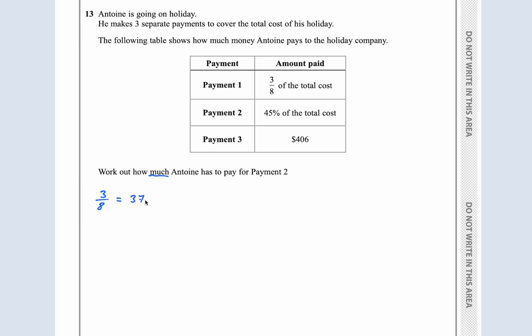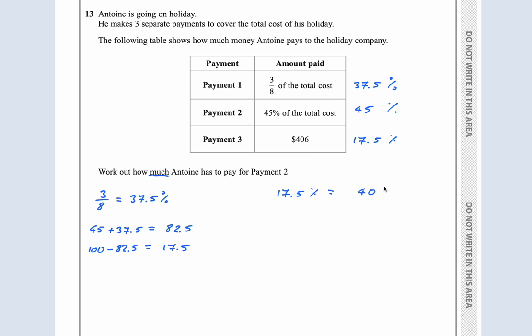So this is 37.5%. This guy, 45%. What's left to get to this guy? Well, 45 plus 37.5 is 82.5. Use your calculator if you want. So what's left, 100 minus 82.5 is 17.5. So that means this is 17.5%. So now I can say 17.5% is equal to 406.